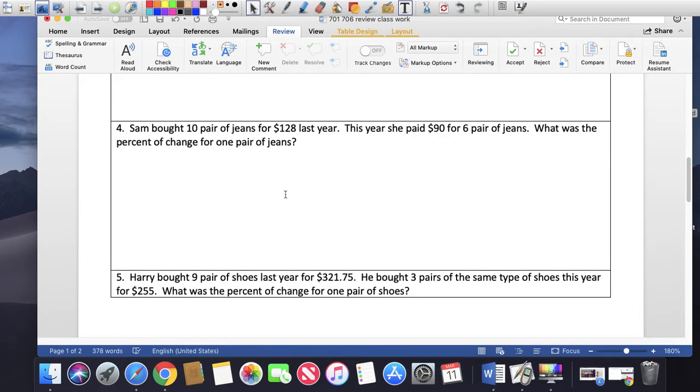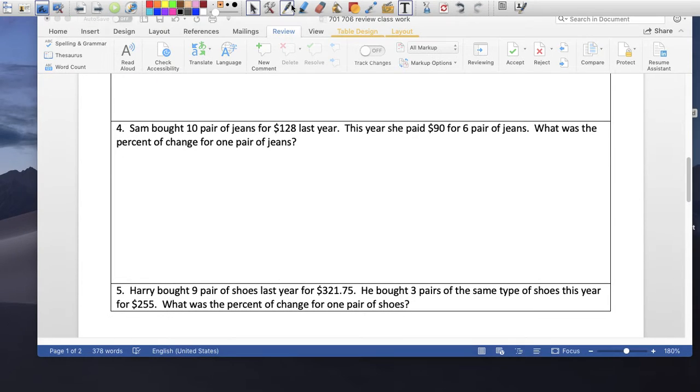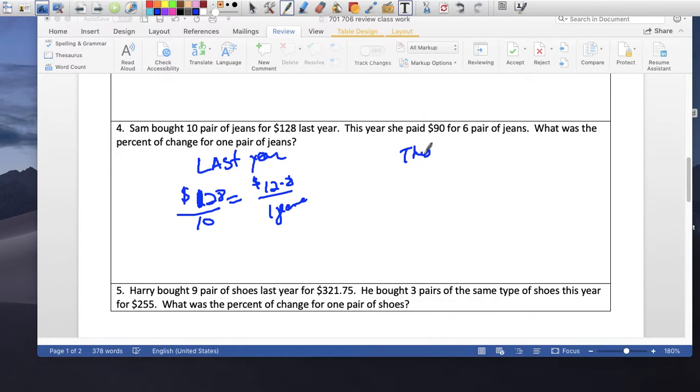Sam bought 10 pair of jeans for $128 last year, and we want to find the percent of change. So last year, $128 for 10 pair of jeans means that one pair of jeans cost $12.80. That's really cheap. This year, he paid $90 and got 6 pair of jeans, which means that one pair of jeans was $15. Definitely there was a little increase there, right? So this was the original, what happened first, and this was your final price.